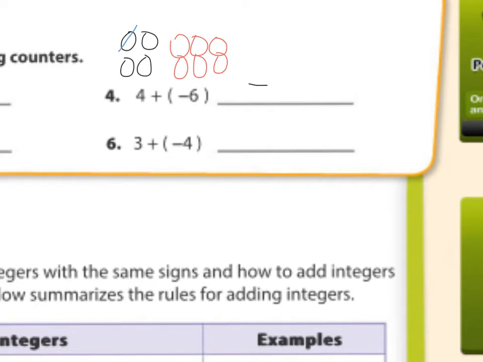So let's count. For every positive, let's take off a negative. There's a positive, negative. Positive, negative. Positive, negative. Okay, so I made a bunch of 0 pairs is what I did. I matched them up. They cancel each other out. And what do I have left? I have 2. And is that positive or negative? It's negative. I have 2 negative counters left.